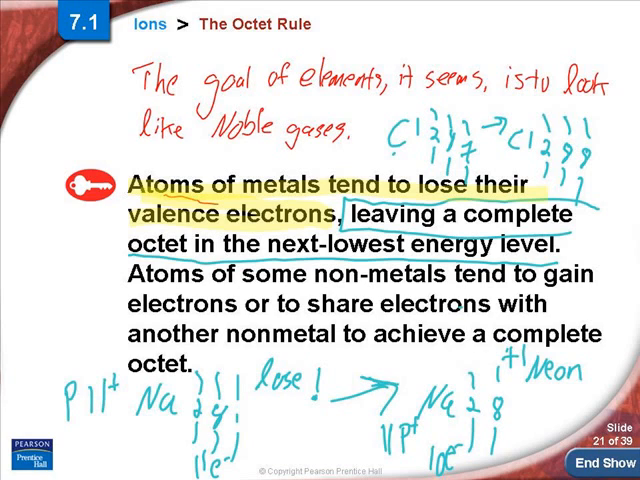So sodium and chlorine become good trading partners because chlorine wants to gain 1 and sodium wants to lose 1. But when sodium loses 1, it becomes positive. When chlorine gains 1, it becomes negative, and then they're attracted to one another.